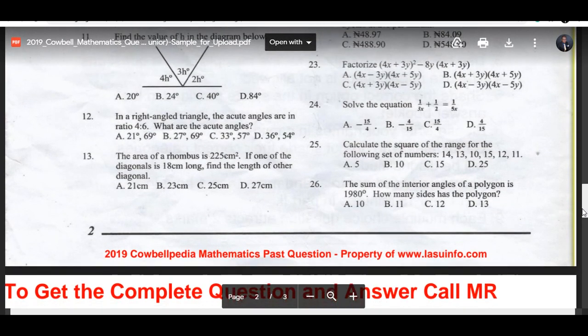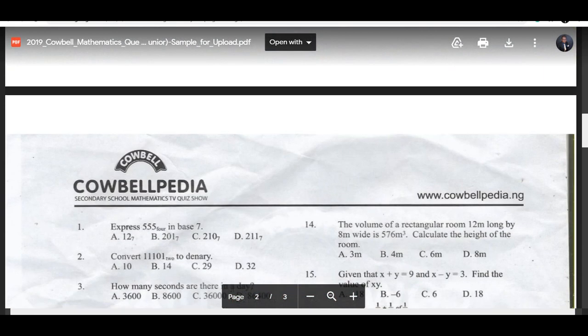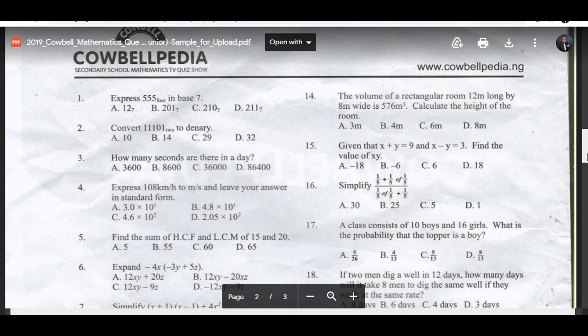It didn't complete. Okay. We just have some. Let's solve the ones we have. The questions are not complete. We'll solve the ones we have. So everybody read question one, please.